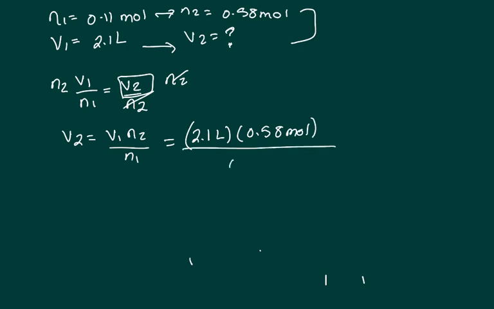And N1 is 0.11 moles. Notice the moles cancel, and my answer is going to be in liters. So what's 2.1 times 0.58 divided by 0.11? That would be 11.07. And it looks like we have two sig figs here, so we'll just call that 11 liters.